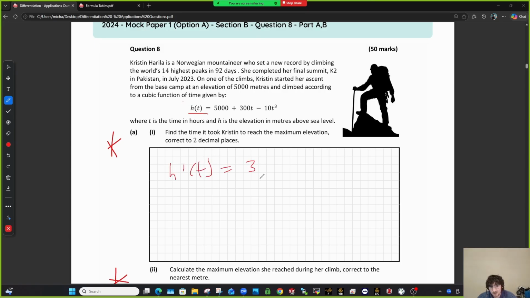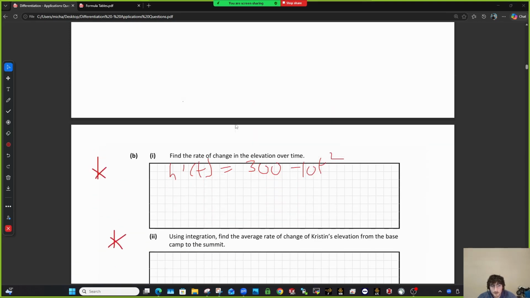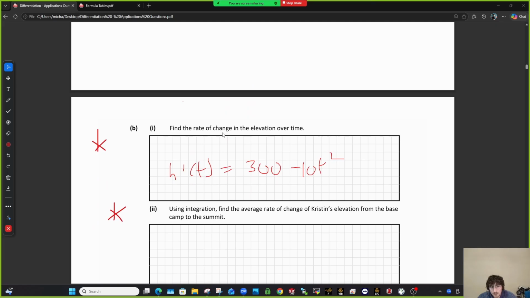So again, it's basically 300 minus 10t squared. That's just what it is. So I don't really understand what they're getting at there. It doesn't sound like they want a second derivative. The rate of change, yeah, no. If they asked for like her vertical acceleration or something, that would be the second derivative.